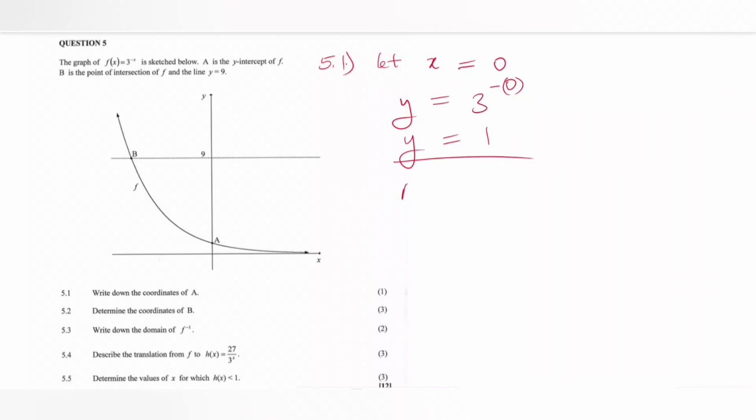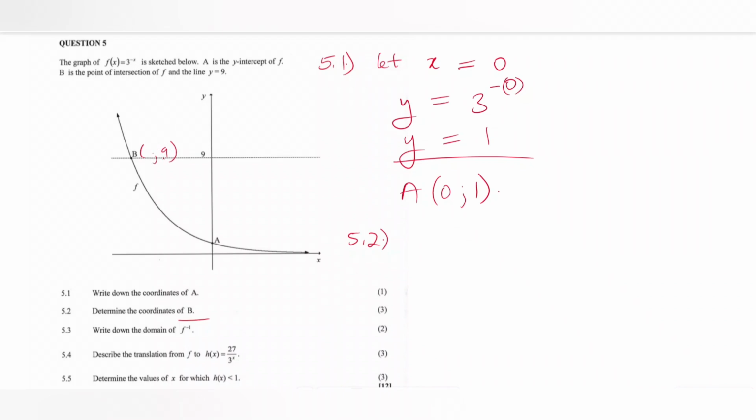So our coordinates of A will be 0 and 1, like this. 5.2, determine coordinates of B. B is the point of intersection of the graph of f and the line y is equal to 9. So at this point, we can see that the y coordinate of B is going to be 9. We don't know the x coordinate. That's the one we need to find.